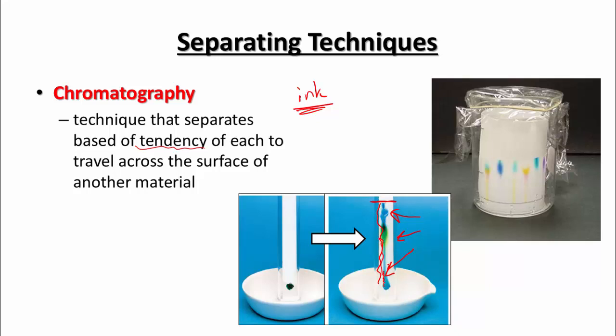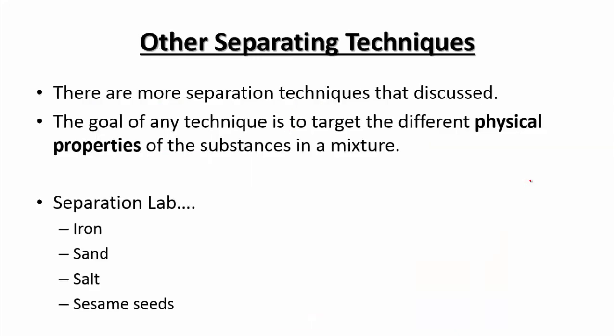And what happens is as they rise up, based on a strong attraction or weak attraction for the paper, they will separate out. As you can see here, here's where the water level is on this chromatography apparatus. And you can see different things are separating out based on how fast they travel with the water. Alright, and that's chromatography. There are other separation techniques out there. There's more than what we just discussed in the video here. The goal, though, of any technique is to target the different physical properties of each substance in a mixture.